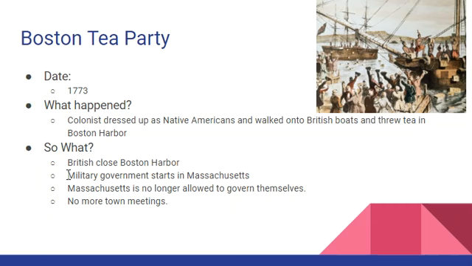And a military government starts in Massachusetts. So Britain sends lots of the military to Massachusetts, and Massachusetts is no longer allowed to govern themselves. So they can't make laws, they can't have a governor, they can't vote for anything. Massachusetts at the time had town meetings. Remember, the Puritans had direct democracy where everybody votes. Well, not anymore. Nobody's voting. England's there. They have the military. They're not letting them govern themselves.